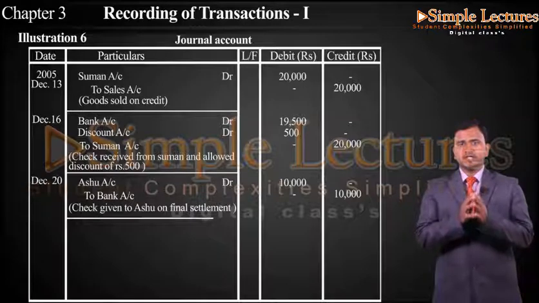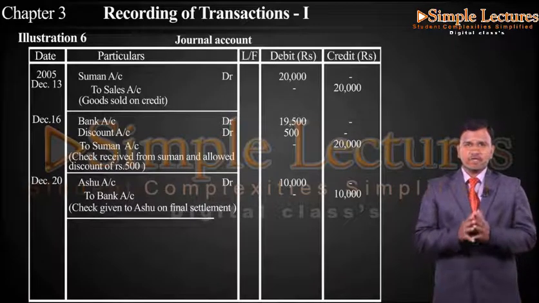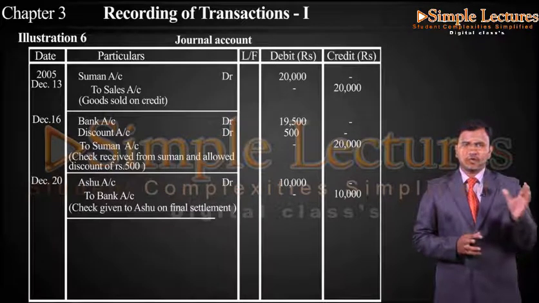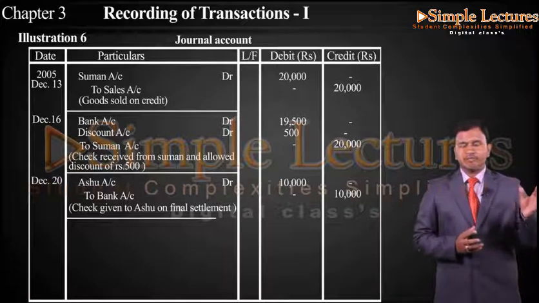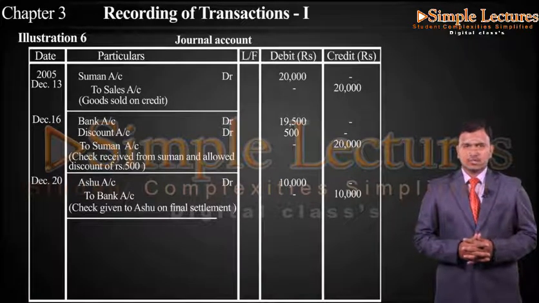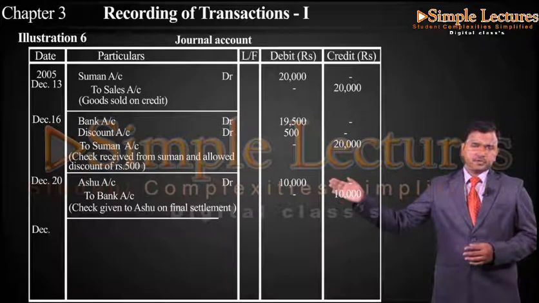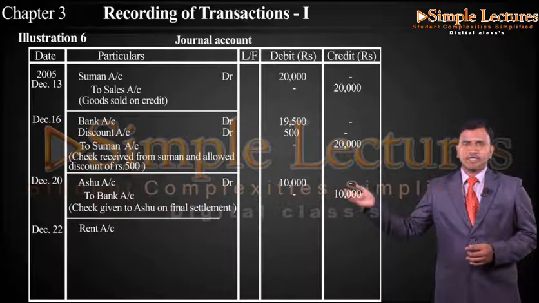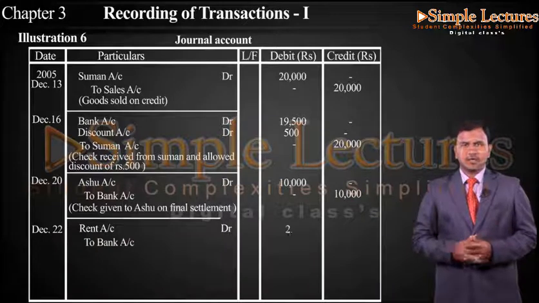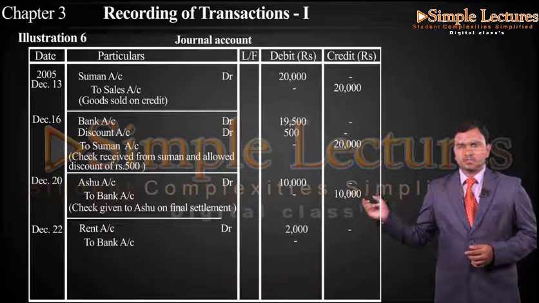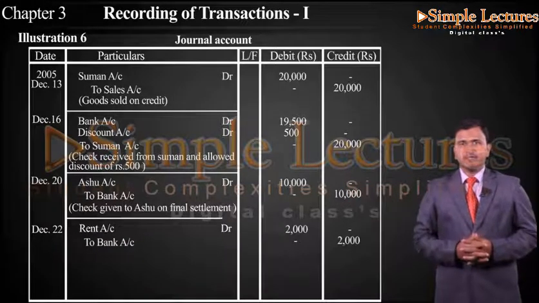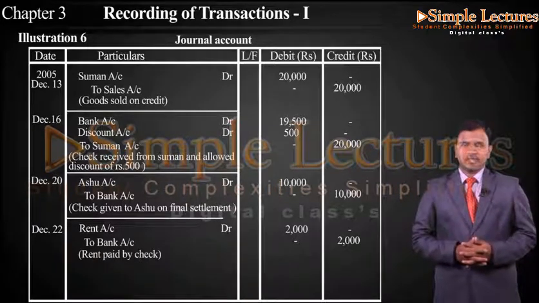So rent is an expense which will come into the category of nominal account, where we debit all expenses and losses. Let us take the journal entry for this. Date will be December 22nd. Rent account debtor to bank account 2,000 debit, 2,000 credit. Narration: being rent paid by check.